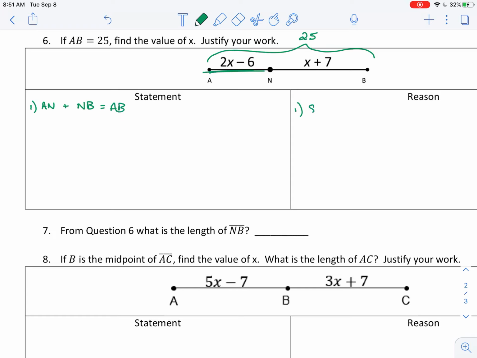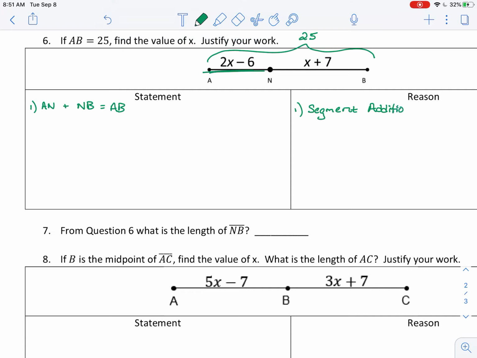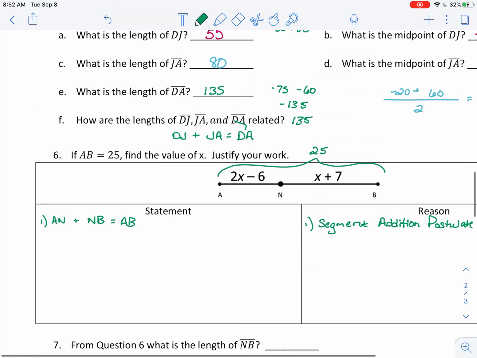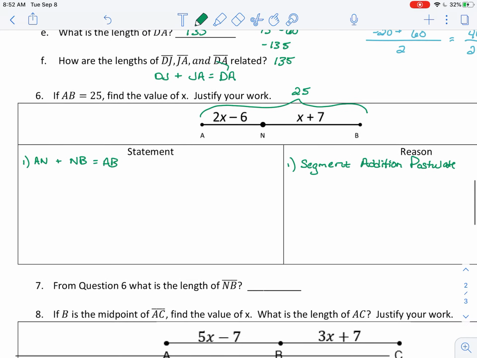So if I'm adding segments, this was not given to me. Nowhere above did I have that equation written. This is called the segment addition postulate. Postulate is a fancy math word that you don't need to care about, but it's part of the name of this thing. I am adding segments together. I just said this part plus this part will give me this whole thing. I'm not using numbers yet, but it's the same idea of adding the 55 and the 80 from above.